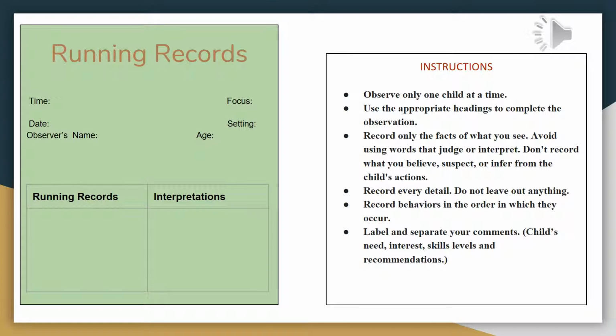The form has the appropriate headings. Use the appropriate headings to complete the observation. Fill in the time of the observation, the date, the name of the observer, the age of the child, the focus, and the setting. Record only the facts of what you see. For example, if a child is crying, you would record the child is crying. Do not add anything or take away.